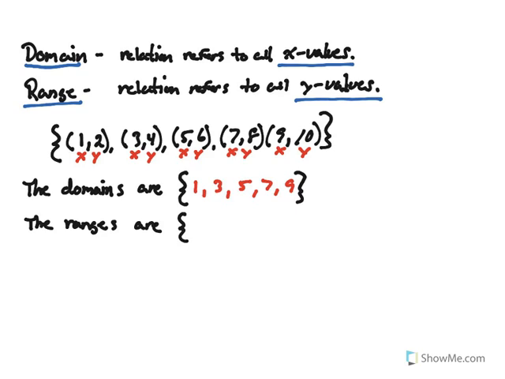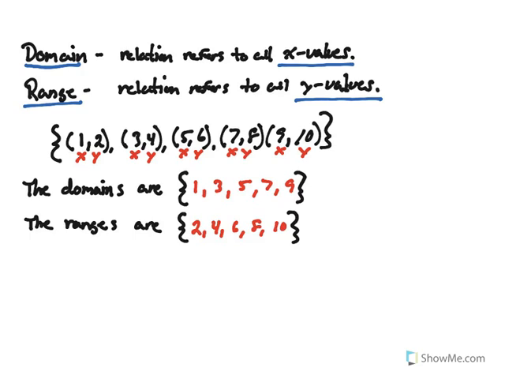So again, you have 2, right? And you look at the second coordinate, you got 4. Third coordinate is 6. Fourth one is what, 8? And the last one is 10. All right? So the range would be representative of all of those values, okay?